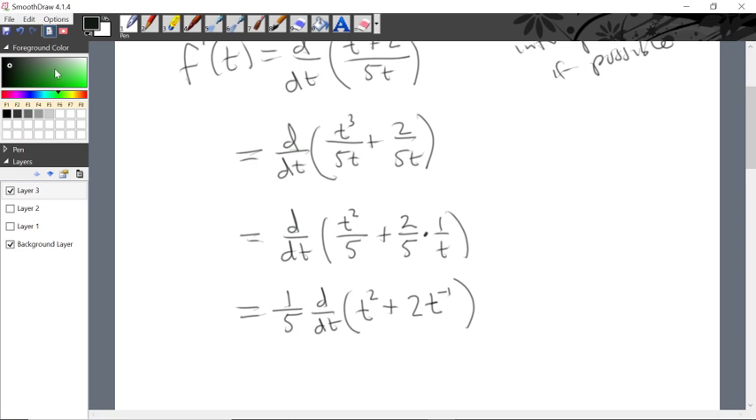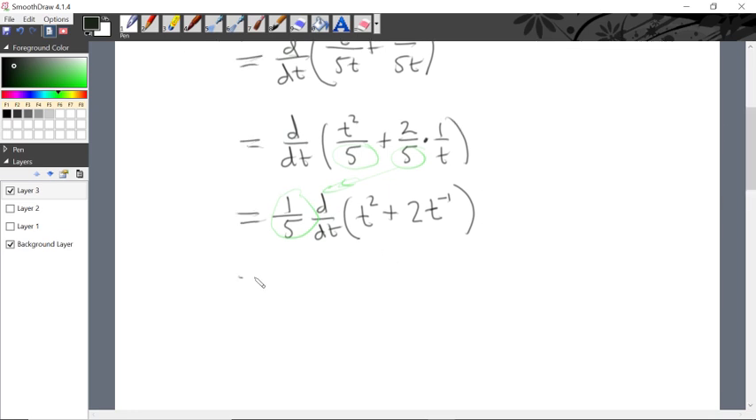Okay, I was able to factor out the 1/5 from both terms using that constant multiple rule. And now we can use the sum rule. That is, we can distribute the derivative to the terms. So we can take the derivative of t squared, and then separately from that we can take the derivative of 2t to the negative 1.